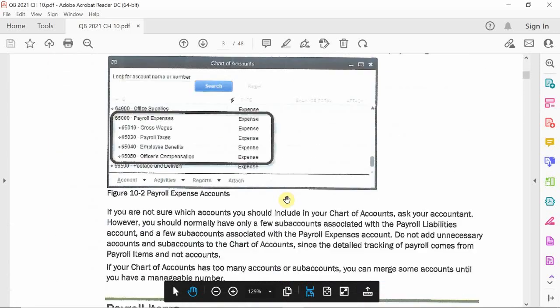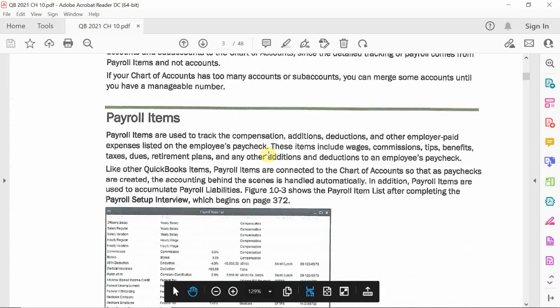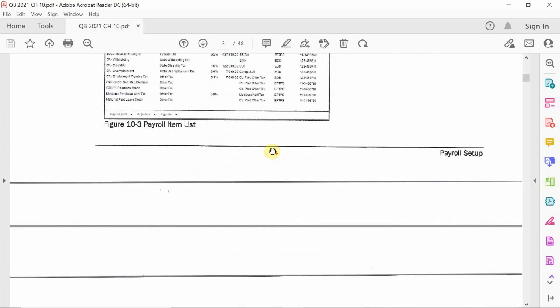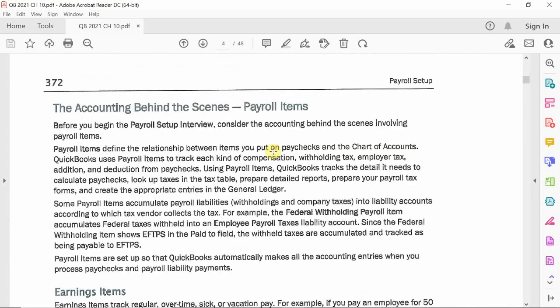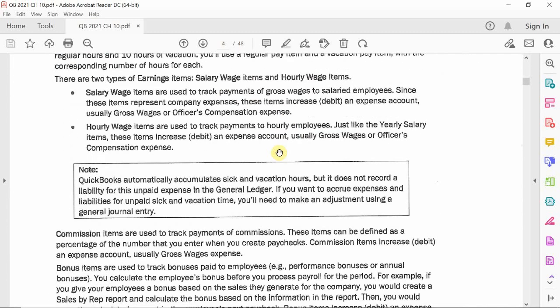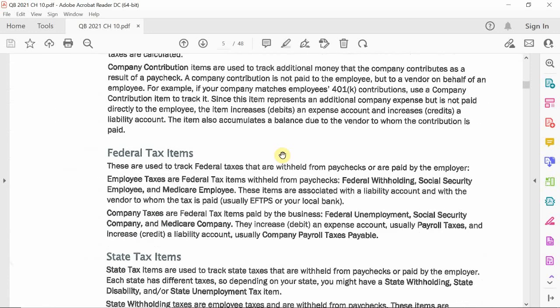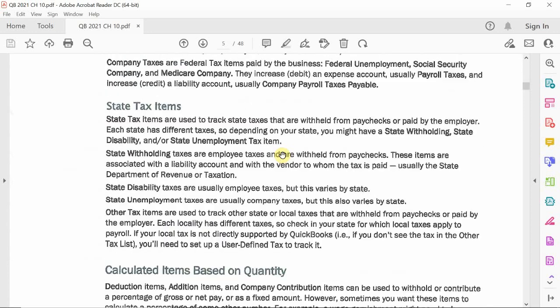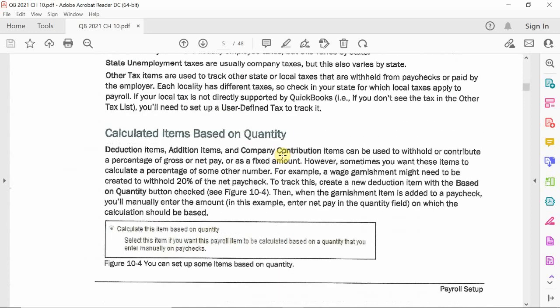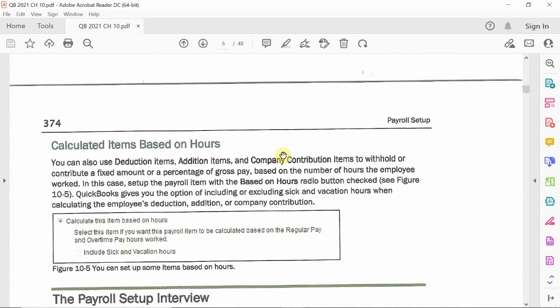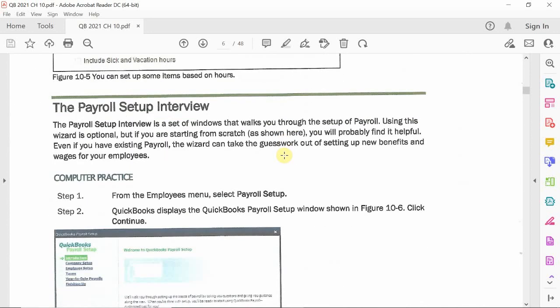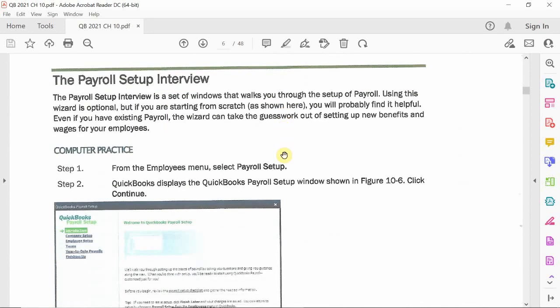Now, before we even get there, you're going to go through your payroll items. There's a list of items that you can take a look at and what they deal with. This is for you to read because you need to figure out what you want to provide your employees. So you need to read through all of these to see if these are options that you want to consider. After you read all of that, we can go ahead and begin our payroll interview.